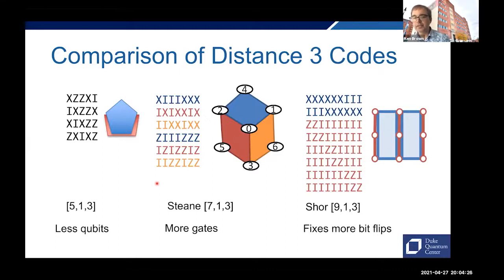So here's an example of three distance three codes. The first distance three code is this minimal code. It has five qubits. The stabilizers are mixtures of X and Z types. And it's a little bit hard to represent graphically, but I think of each of these stabilizers as being like a 4-bit thing which wraps around this pentagon as I cycle around. The Steane code, and here the numbering on this box is backwards. So I have 0, 1, 0 is here, and 6 is at this end.